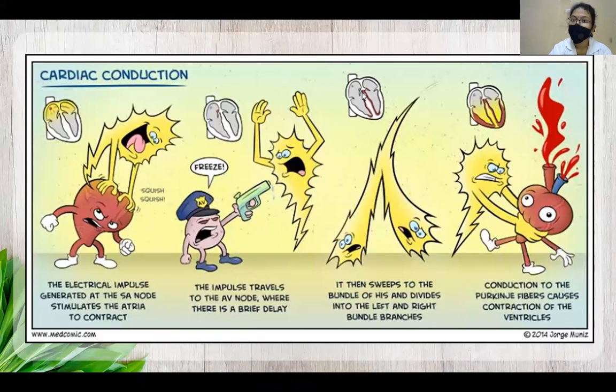And once it crosses the AV node, what is going to happen? There is the bundle of His, which divides into the right and the left side. And the bundle of His reaches the Purkinje fibers, which causes contraction of the ventricles, and when the ventricle contracts, it causes ejection of blood. So, very cute cartoon.